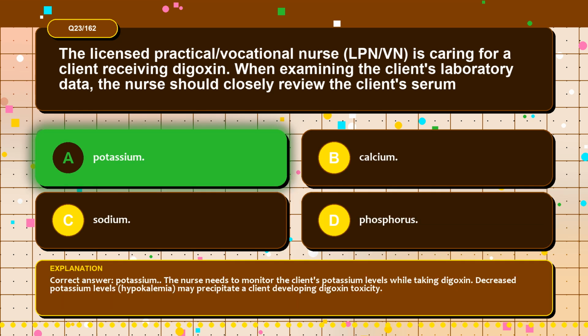The nurse needs to monitor the client's potassium levels while taking digoxin. Decreased potassium levels, hypokalemia, may precipitate a client developing digoxin toxicity.